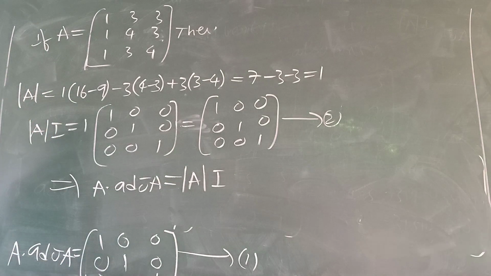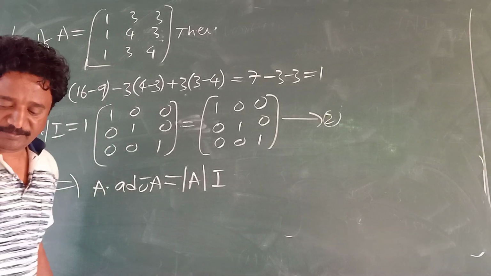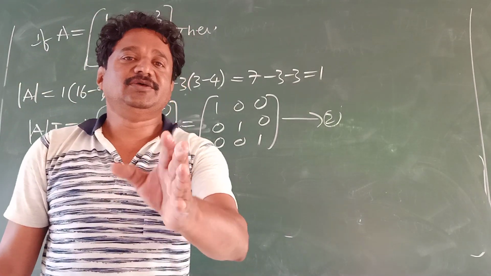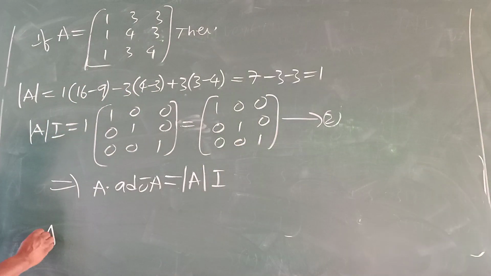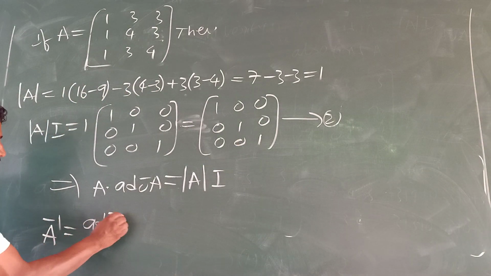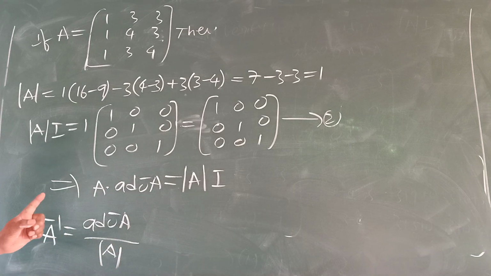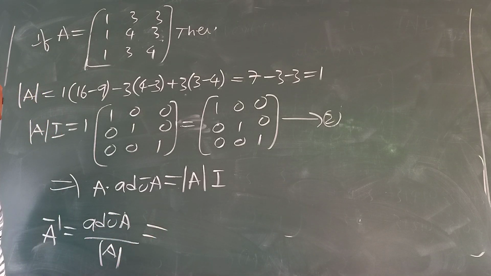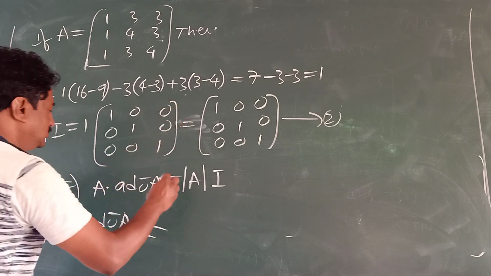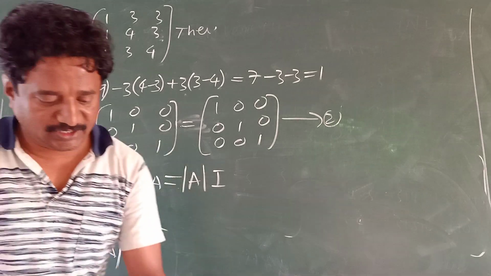Now let's find out A inverse. You know the formula. You learned that formula in the last video. So what is A inverse? A inverse is adjoint A by det A. Tell me how much is adjoint A.